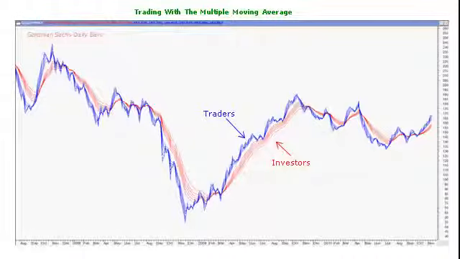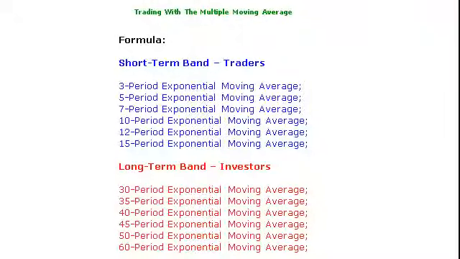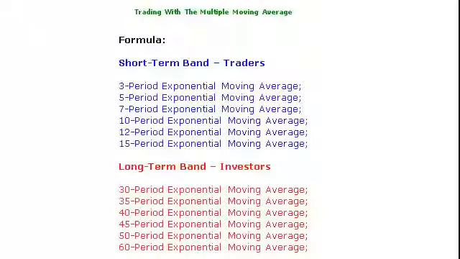Now, for anybody who's interested in how these are put together, it's pretty simple really. For the short-term band, we've got a 3, 5, 7, 10, 12 and 15 moving average, and really it's 3 weeks and 3 half weeks. For the longer-term band, we've got 30, 35, 40, 45, 50 and 60. The interesting thing about this system is that it's almost counterintuitive that we can be using 50 and 60 period moving averages to trade with, because you'd assume that there'd be quite a lag before we were able to get any useful information out of a moving average of 50 periods.